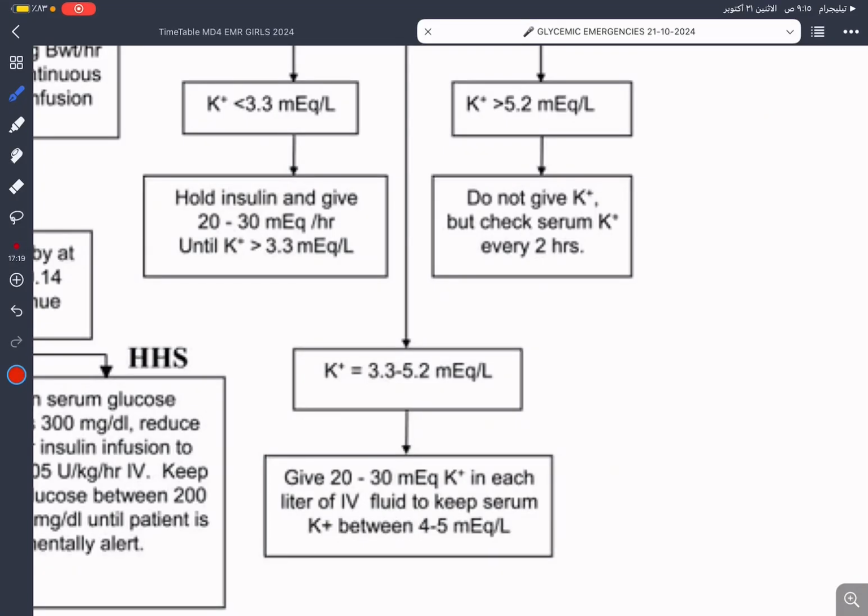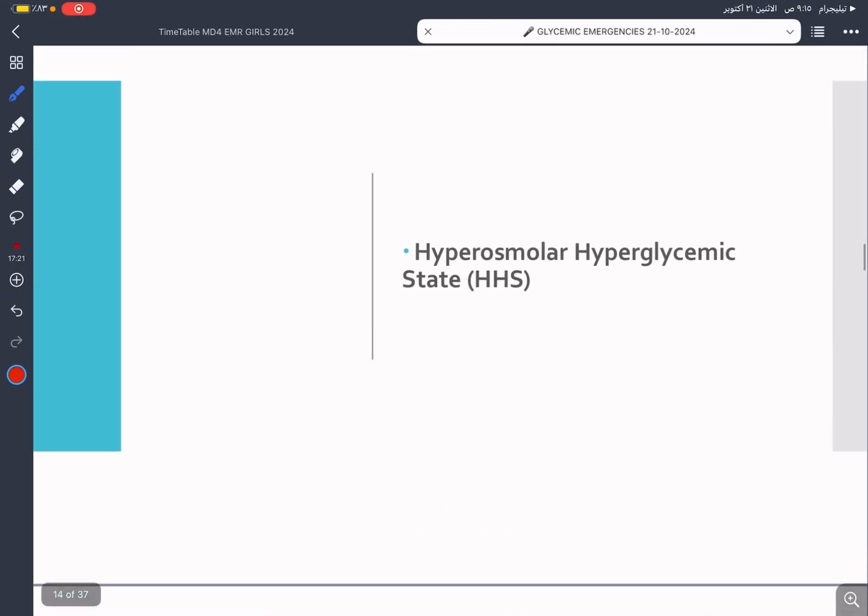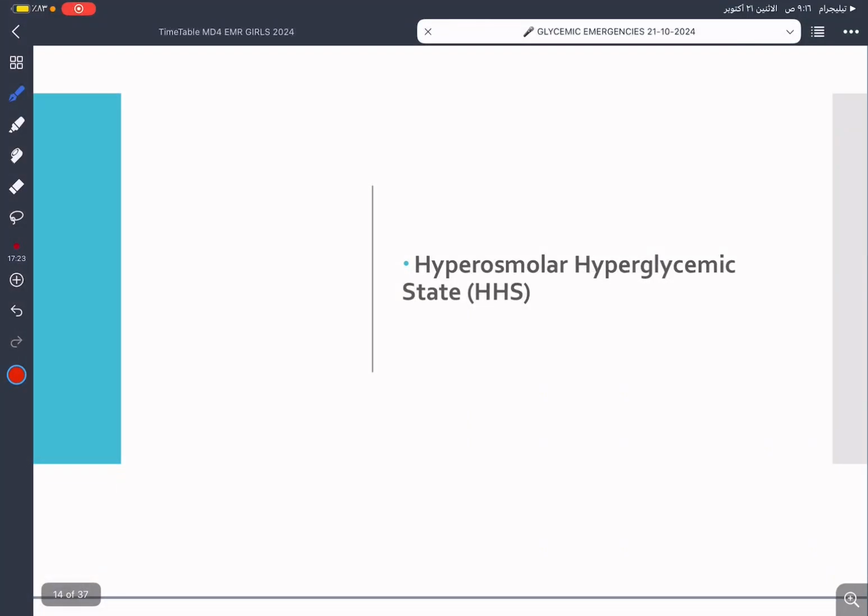Okay, so DKA. It's one of the common diseases that you're gonna face in the ER. So you should know how to treat DKA and how to diagnose DKA.